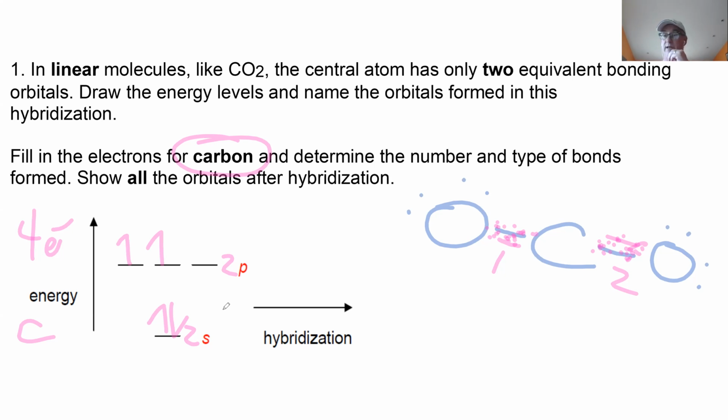So here we need to do an sp hybridization. What would our orbitals look like for an sp? Now remember, that takes out this s and one of these p's. What are my 4 orbitals? I'm still going to have the same number of orbitals before and after, but what are my 4 orbitals going to be after hybridization?